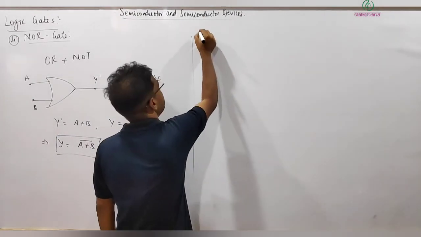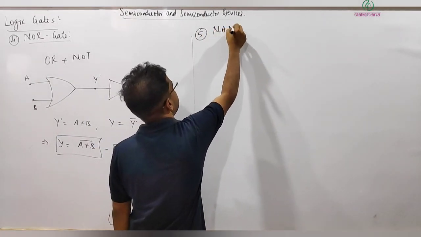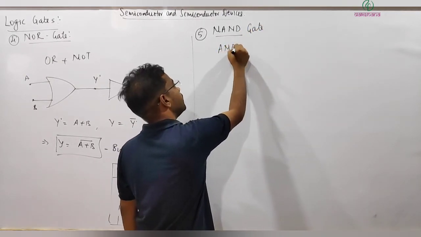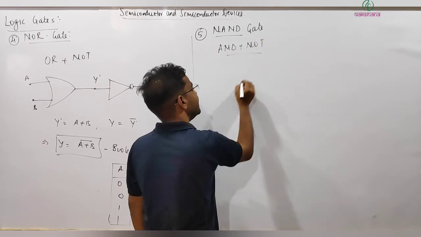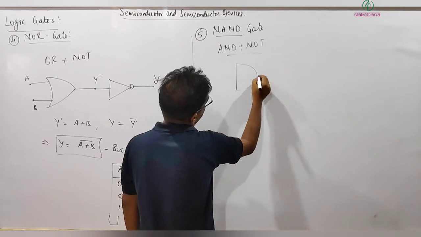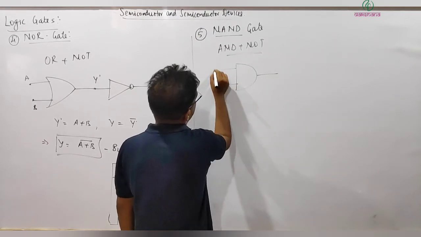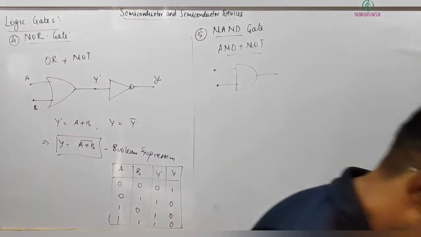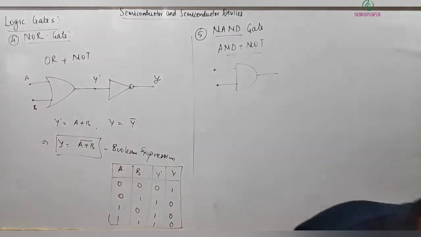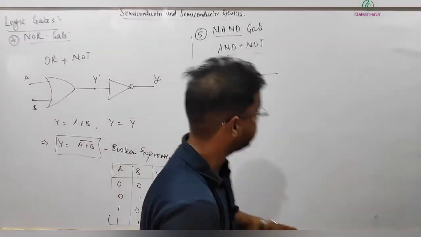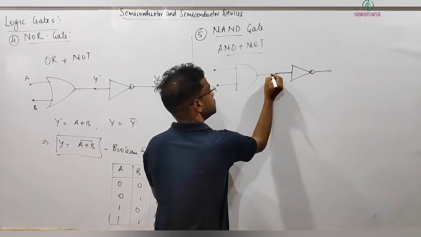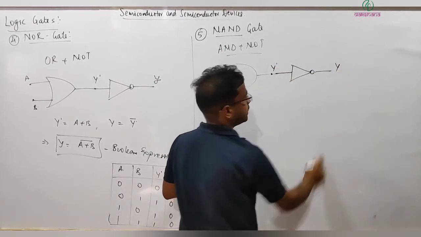Similarly, we have one more combination that we call NAND gate. NAND gate means it's AND plus NOT gate. AND gate, we know actually AND gate is this, and we have already understood the function of AND gate, right? So this is AND gate. Now a NOT gate is connected across it. So this is, let's say, Y prime, and this is the final output Y.